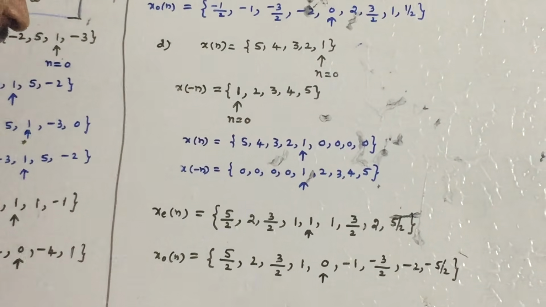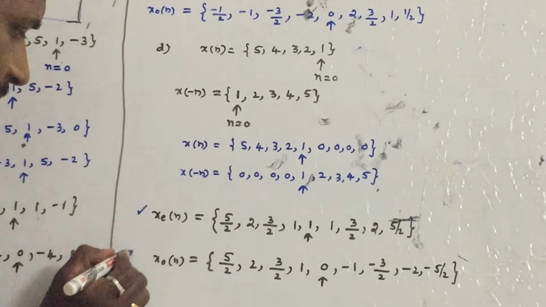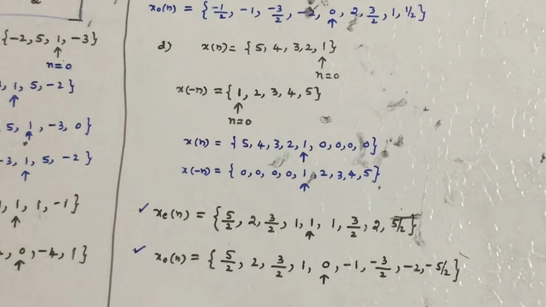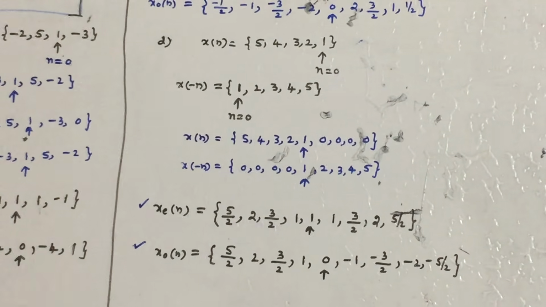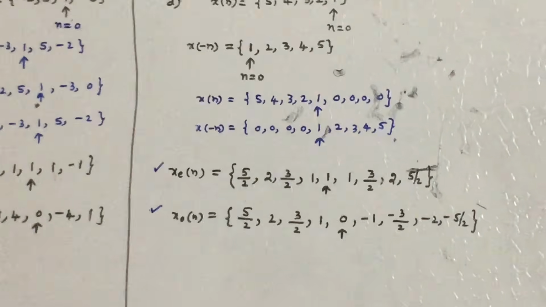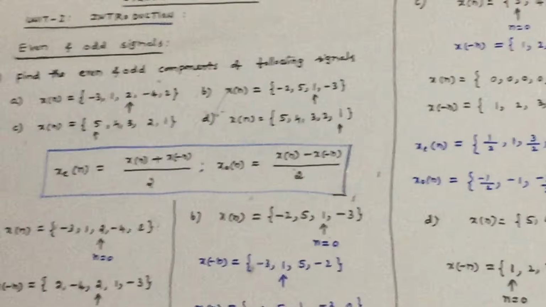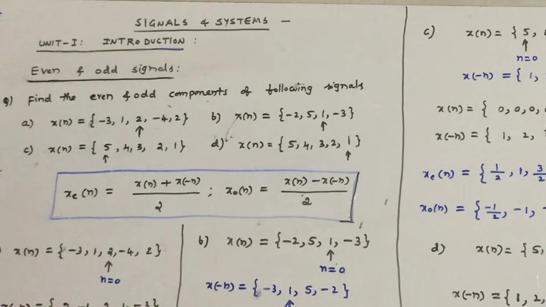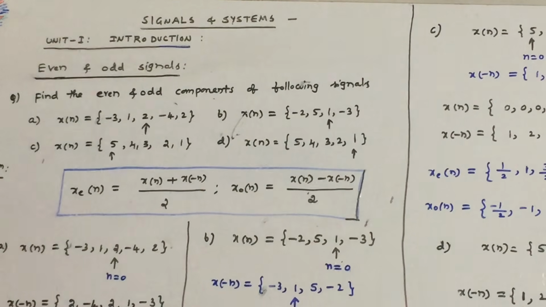So in this way you can find out the even and odd components of given signal. You can extend the same concept to any number of problems. In this same manner you can find even and odd components of given discrete time signal.